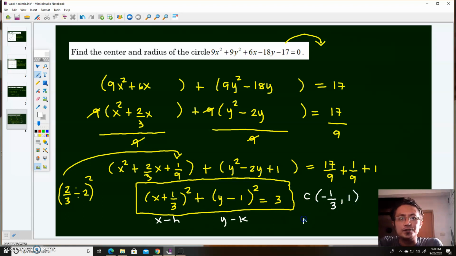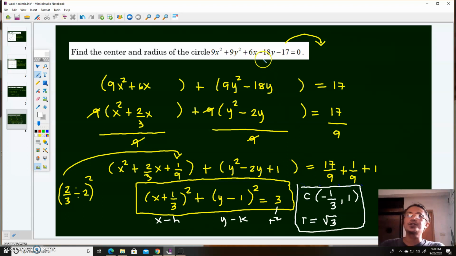And the radius of the circle is, this is r squared, so we have to get the square root. So r is square root of 3. So these are the coordinates of the center and the radius of this given circle.